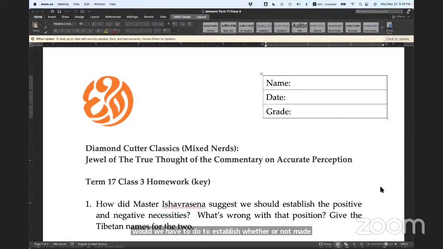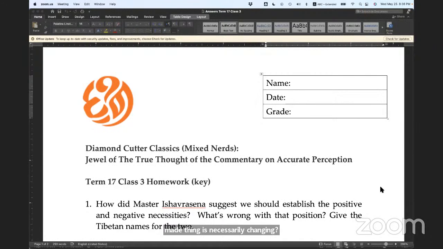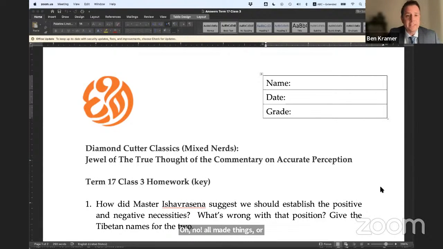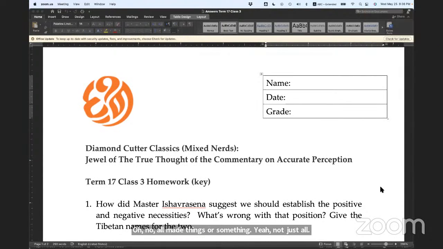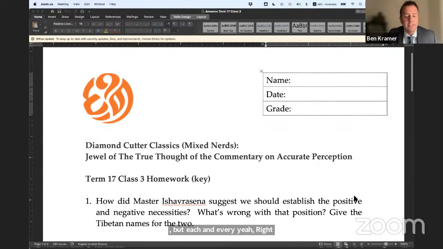We would have to know, we have to be familiar with both things that are made and things that are changing. What would he say you have to do in reference to made things and changing things? What would he say you have to do to check to see if a made thing is necessarily changing? All made things? Not just all, but each and every. One by one, you would have to go through and see.